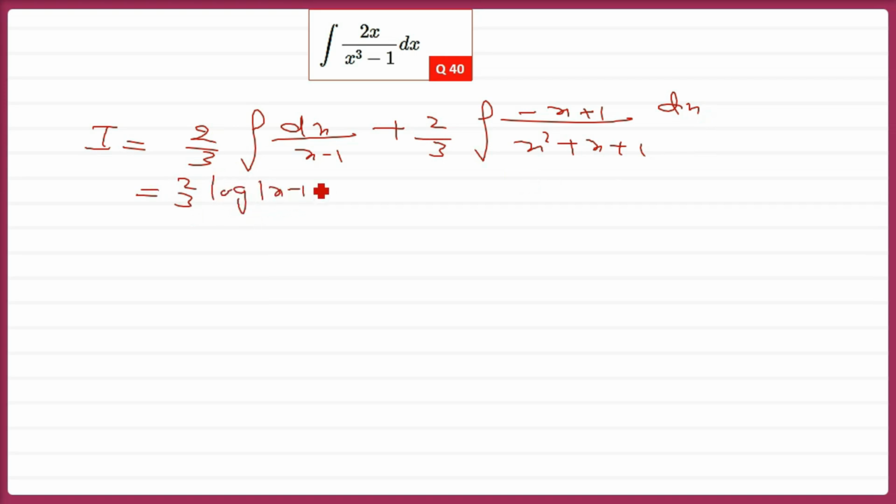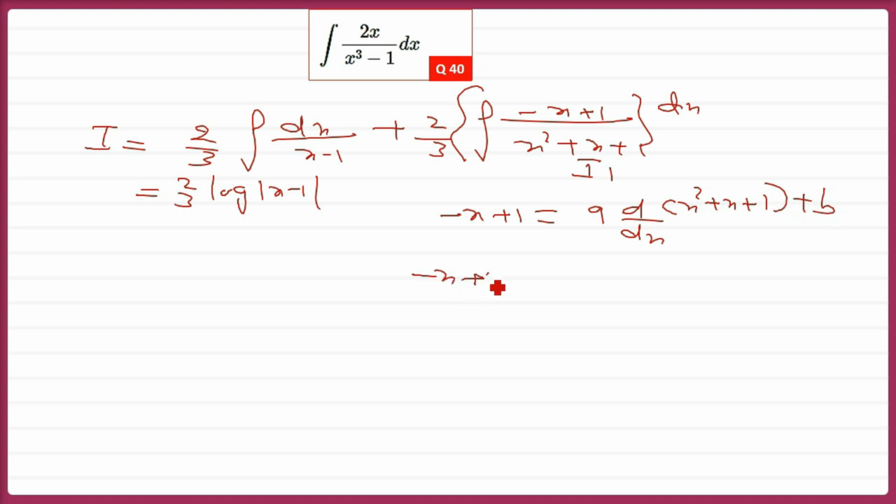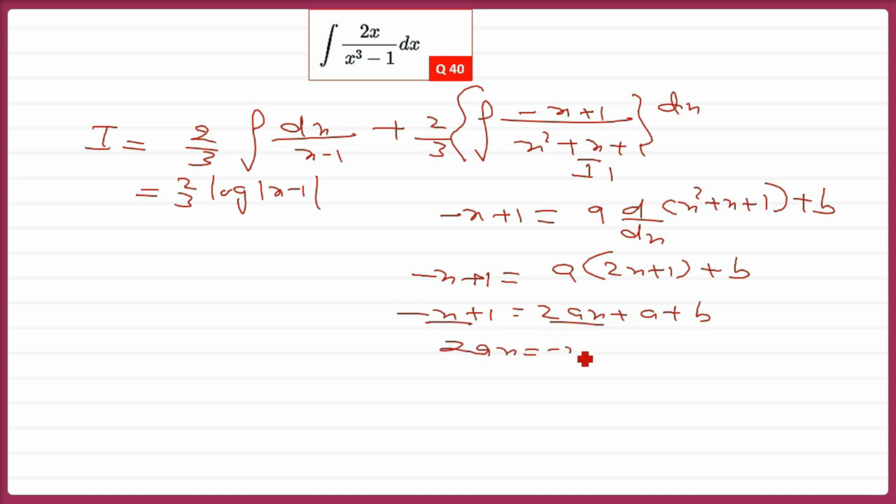First will become 2 by 3 log modulus of x minus 1. Now we'll integrate this. And you already know how to do this. We have done this in the previous exercises. But in short, I'm going to tell you. So minus x plus 1 will be represented like this. We'll have a constant a, differentiation of the denominator x square plus x plus 1, and then plus b. So negative x plus 1 here. Now a, differentiate this, 2x plus 1, with a b. So minus x plus 1 will be equal to 2ax plus a plus b. If you equate 2ax equals negative x, x gets cancelled. A will be equal to negative half.